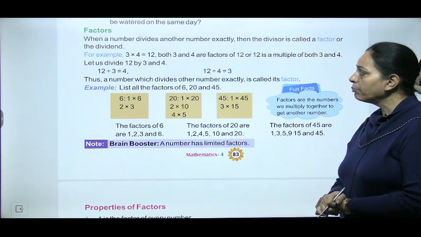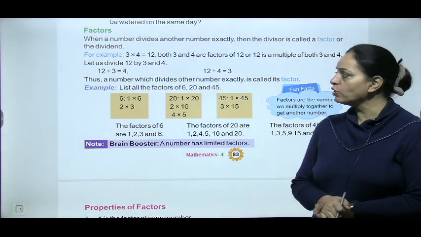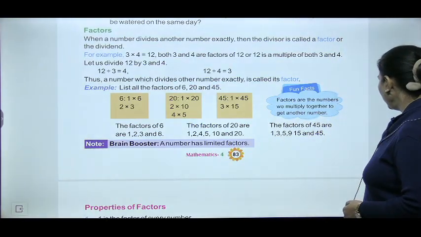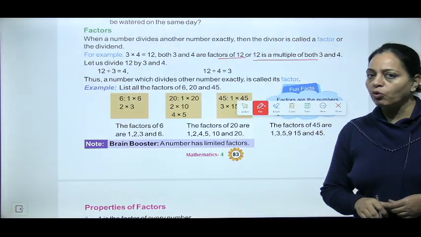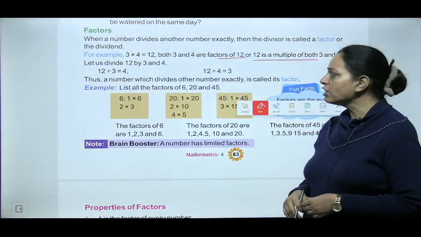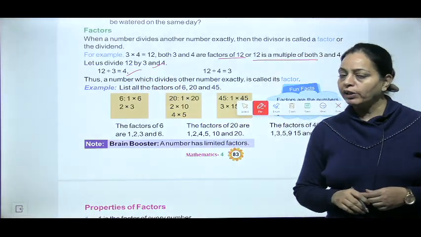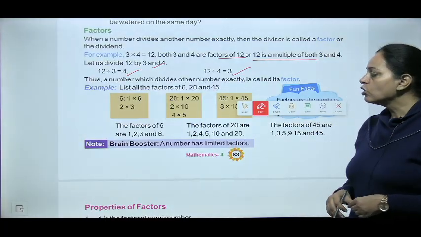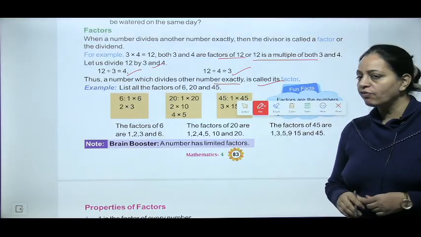Now factor: when a number divides another number exactly, then the divisor is called a factor. For example, 3 into 4 is 12. It means both 3 and 4 are the factors of 12, or 12 is a multiple of both 3 and 4. So let us divide 12 by 3 and 4. If you divide 12 by 3, you will get 4, and if you divide 12 by 4, you will get 3. So a number which divides another number exactly, that is called its factor.